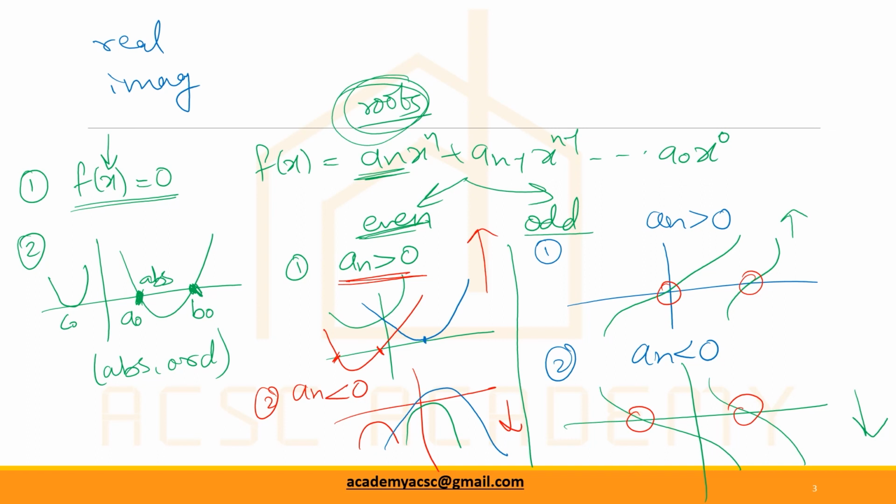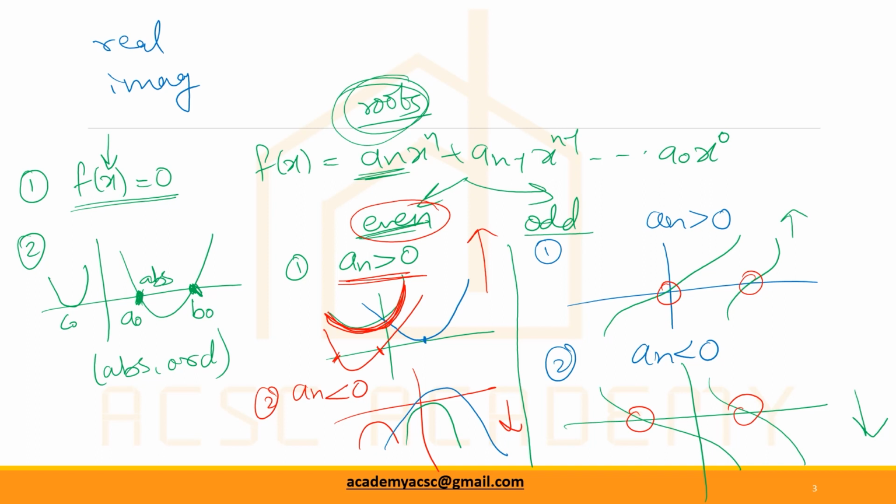And what kind of roots we are talking about here? The real roots. For even degree polynomials, it is possible that there is no real root, such as this graph. It is not intersecting the axis at any point. But for odd degree, it is necessary for them to have at least one real root.